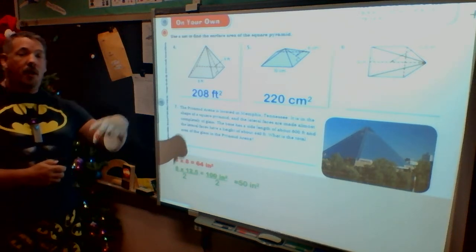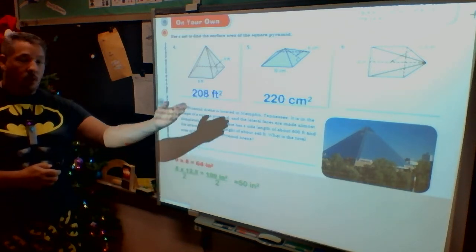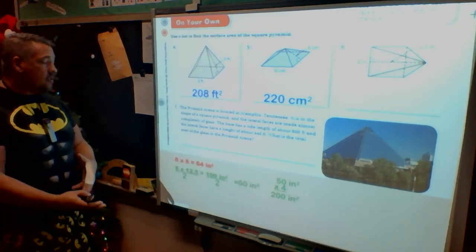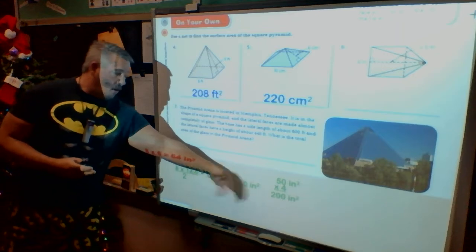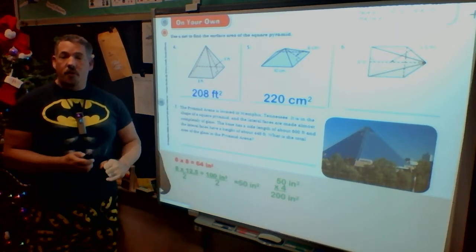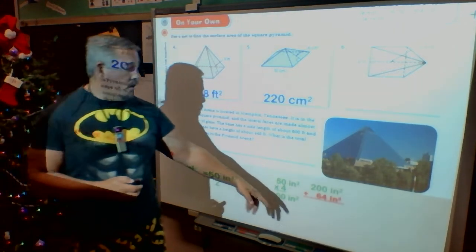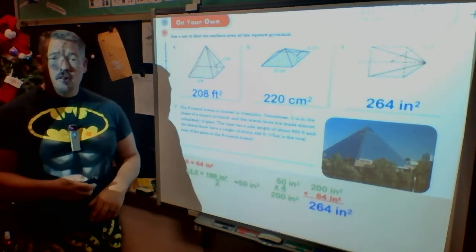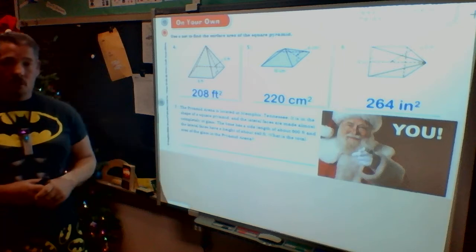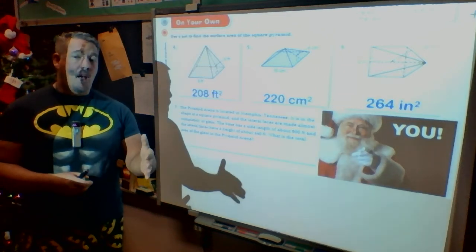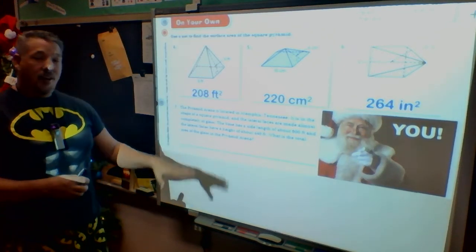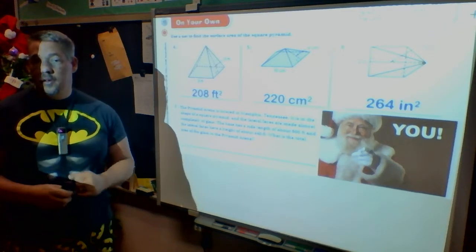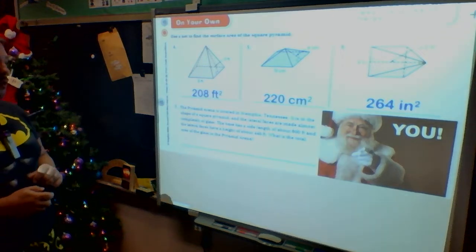Hopefully you then multiplied the 50 by 4, because there are 4 different triangles, and you got your 200. And then your final step should have just been adding the area of the triangles plus the area of the base, and you got 264 square inches. Now, I want you to do the next one on your own. Pause the video, work out the problem, show your work, so that as I go through the steps, you can check your work and make sure that you understand this. Pause the video now, restart once you're done.